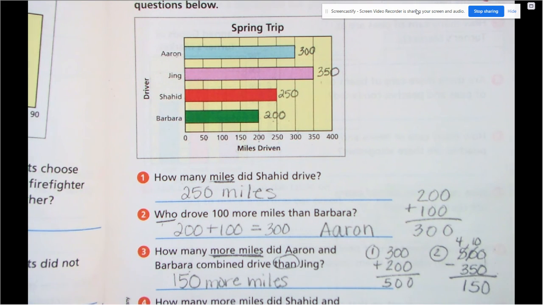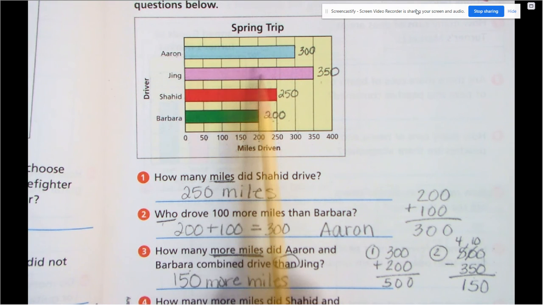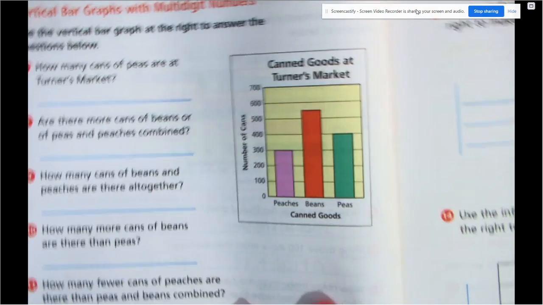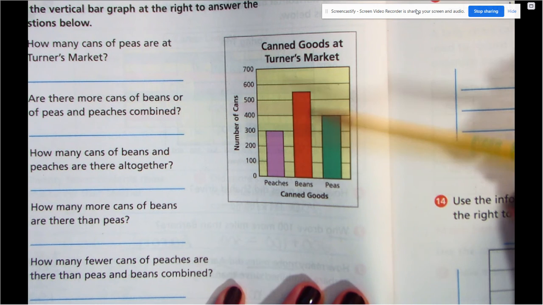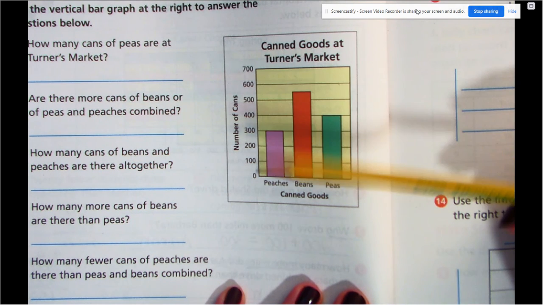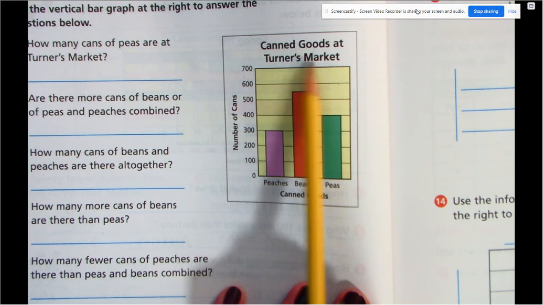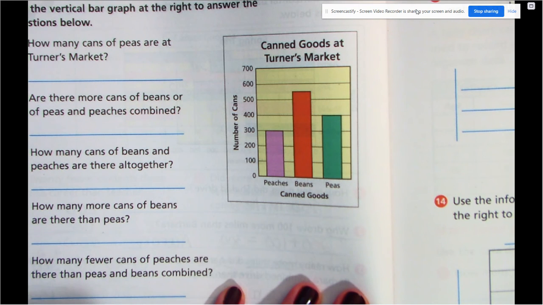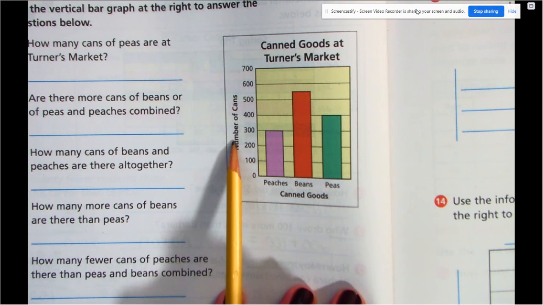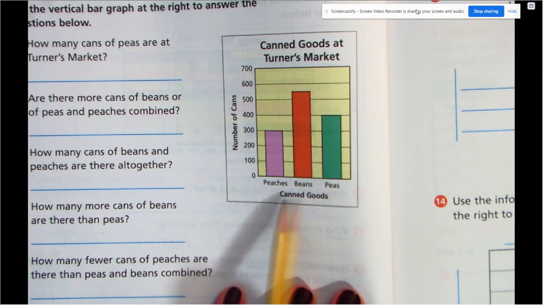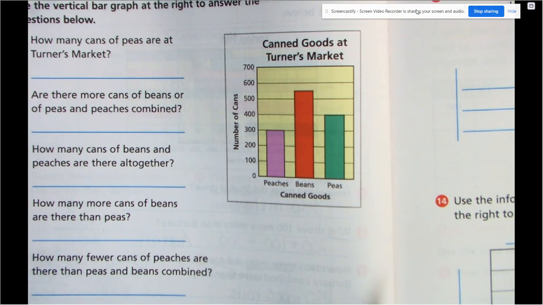Okay, we're going to flip the page and move from a horizontal multi-digit bar graph on the back to a vertical multi-digit bar graph. You can see again the numbers are quite large. This is all about canned goods at Turner's Market, things you can buy in a can at the grocery store. It talks about number of cans on this side. It starts at 0, goes all the way up to 700, and the type of canned goods at the bottom. We've got peaches and beans and peas. So just 3 types of canned goods.